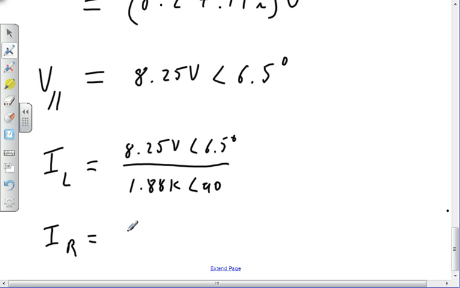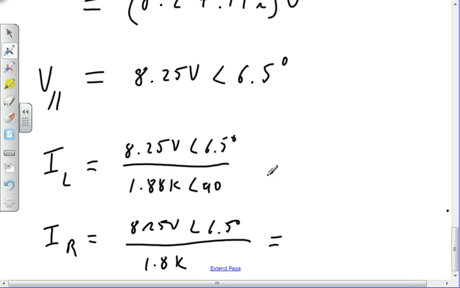The current through the resistor, 8.25 volts, angle 6.5 degrees, divided by, what was that resistor, 1.8K. Okay, well this is going to be angle 83.5, with a minus sign.